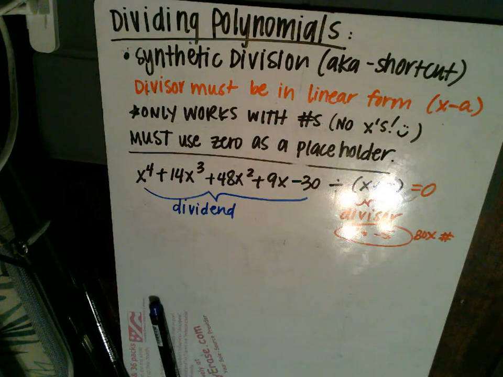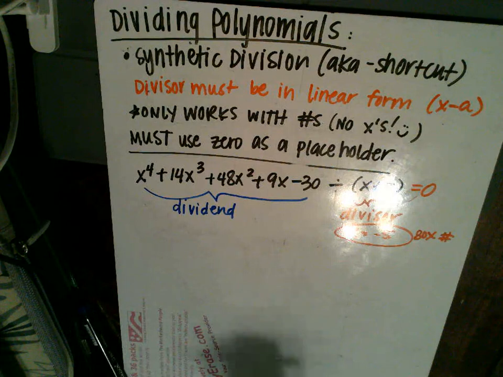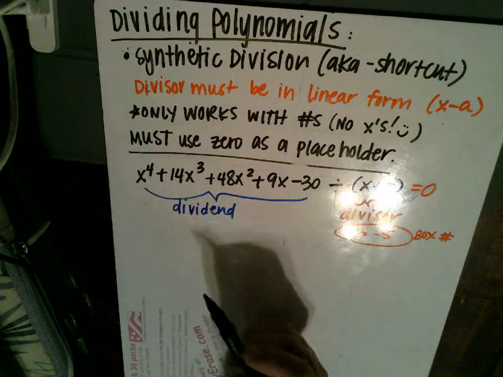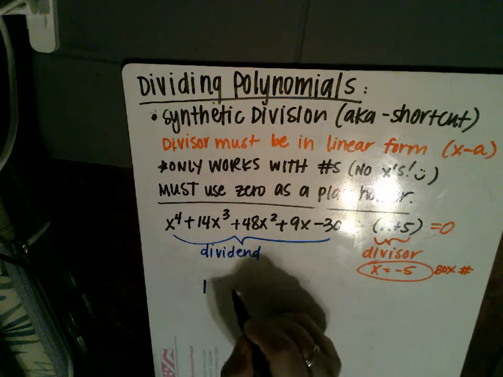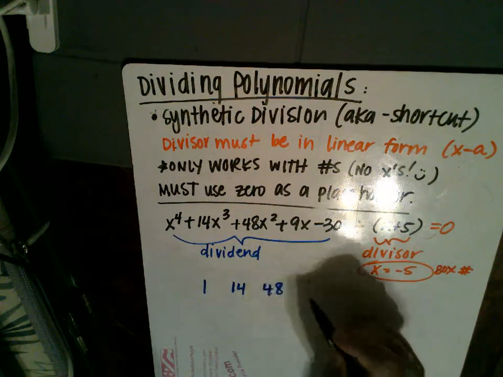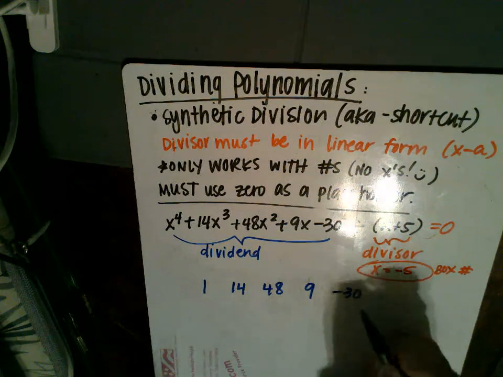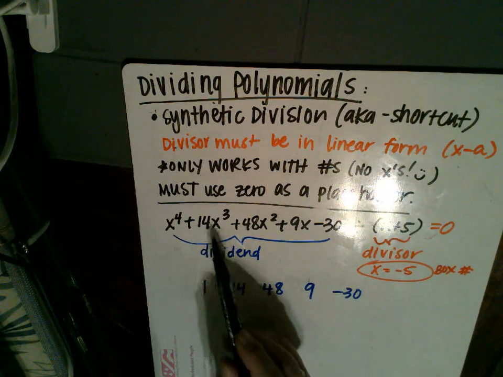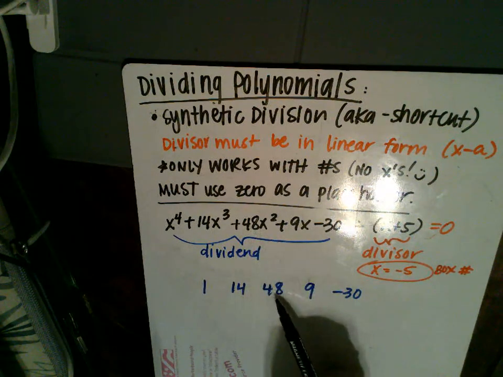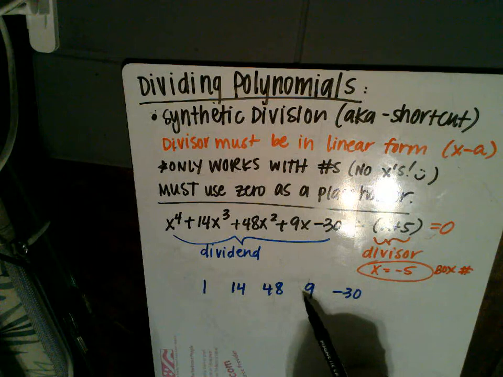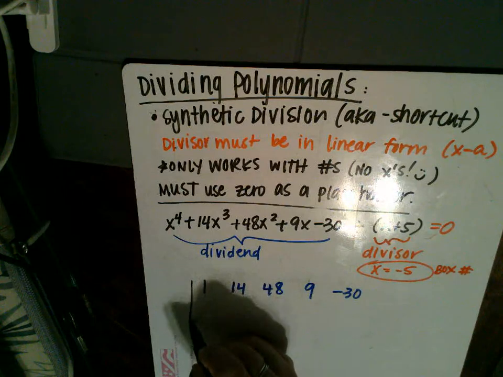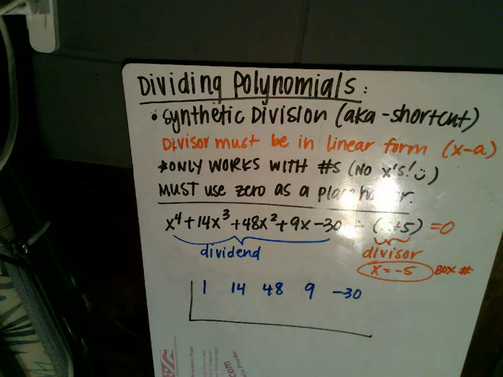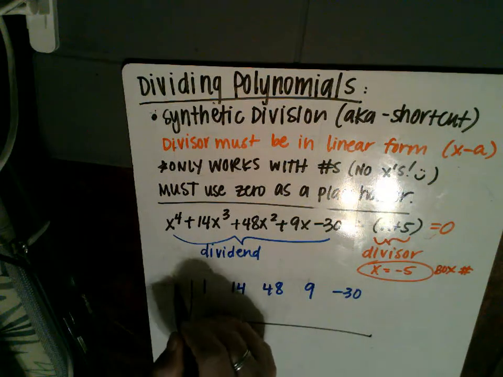So now, when I'm performing my synthetic division, I take just the coefficients of my dividend. So this is going to be 1, 14, 48, 9, and negative 30. 1 from x to the 4th, 14 from x to the 3rd, 48 from x squared, positive 9 from x, negative 30 from our constant term. Our divisor number goes on the outside, which is negative 5, or my box number.